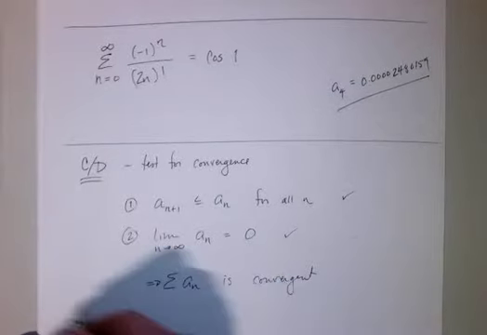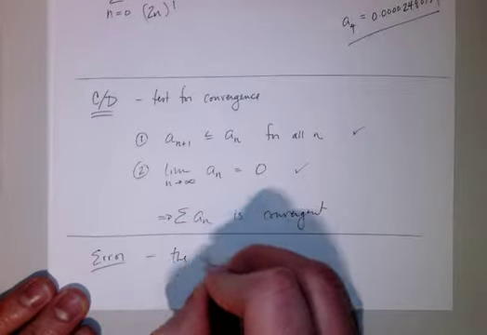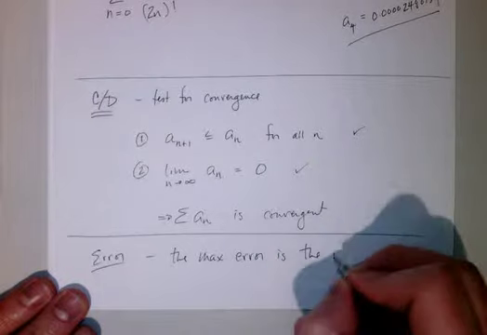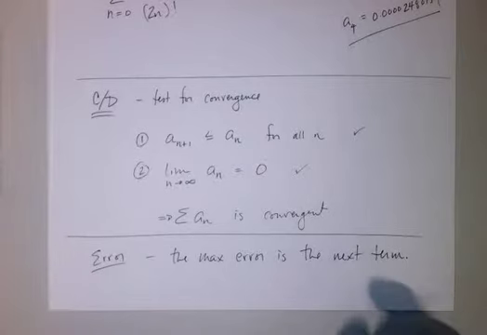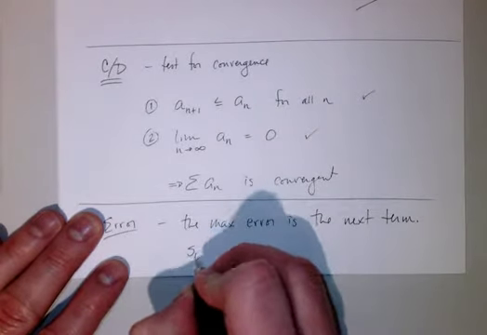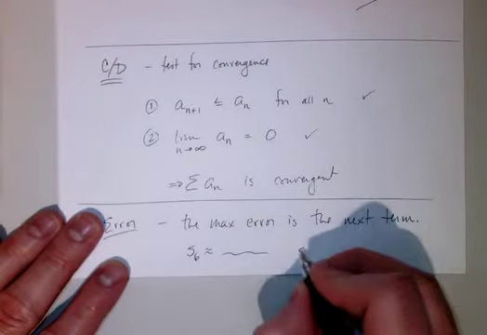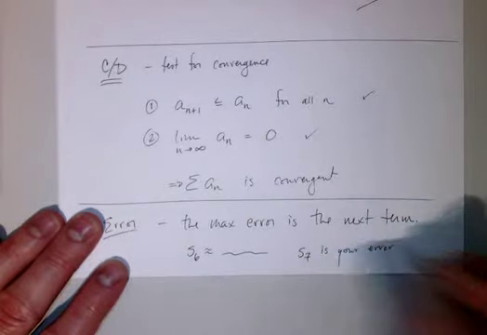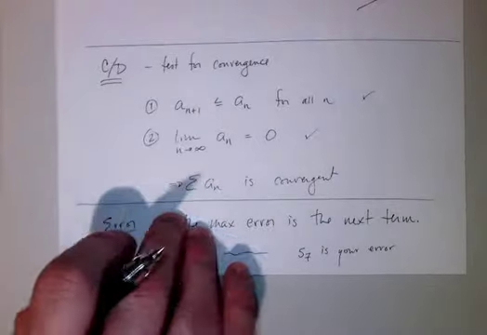And then the only other thing you have to worry about, when you're dealing with error, is that the max error is the next term. So if you find s sub 6, and it's equal to some number, s sub 7 is your max error. That's it. I hope that's pretty easy. Alternating series are pretty easy and straightforward.